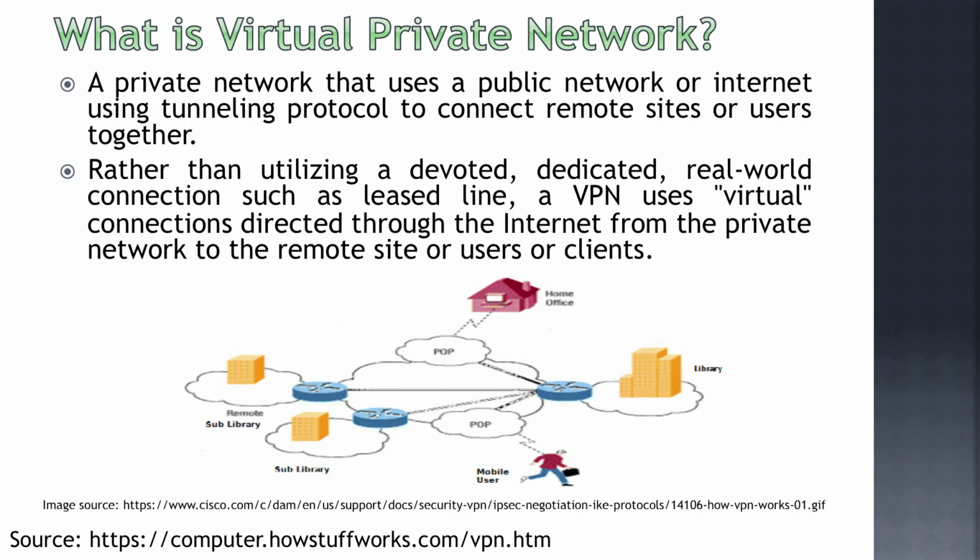So, this was OpenAthens. Next, we move to another technology, which is known as virtual private networks, also known as VPNs. A VPN is a private network that uses a public network, usually the internet, to connect remote sites or users together. Instead of using a dedicated real-world connection such as a leased line, a VPN uses virtual connections which are routed through the internet from the private network to the remote site of the users.